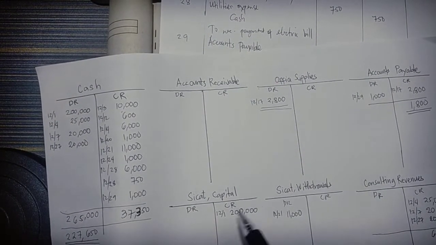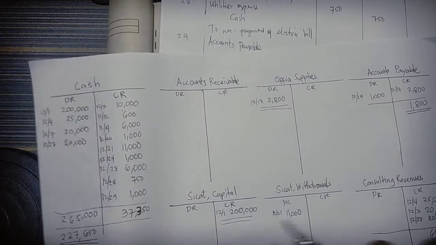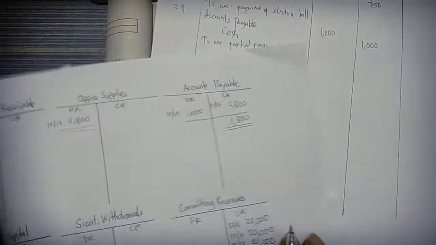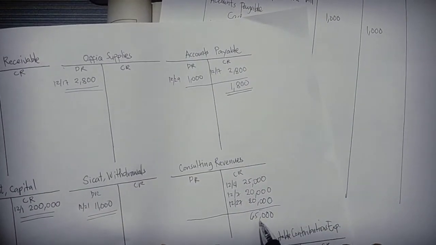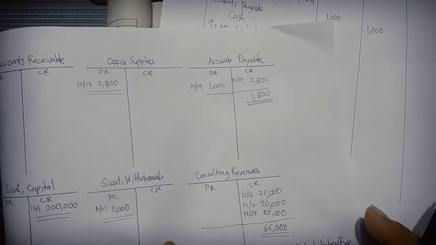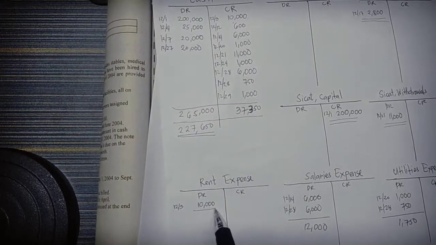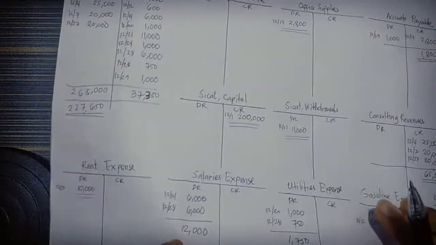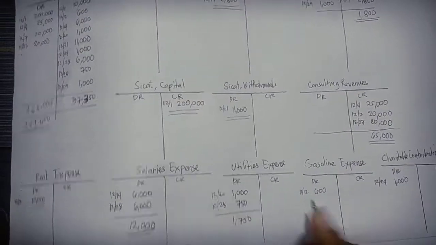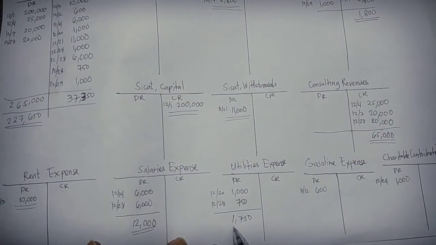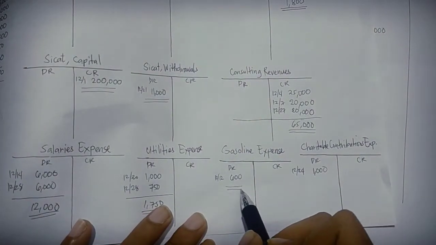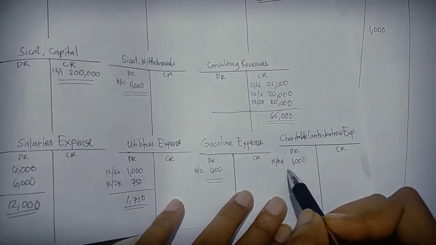Okay, sa Sikat capital, so, ito lang. So, double rule lang siya. Sikat withdrawals, double rule. Tapos, consulting revenues. Yun. So, ang total niya is 65,000, double rule. Rent expense, double rule, 10,000. Salaries expense, total 12,000, double rule lang siya sa debit side. Utilities expense, 1,750. Gasoline expense, 600. Charitable contribution expense, 1,000.